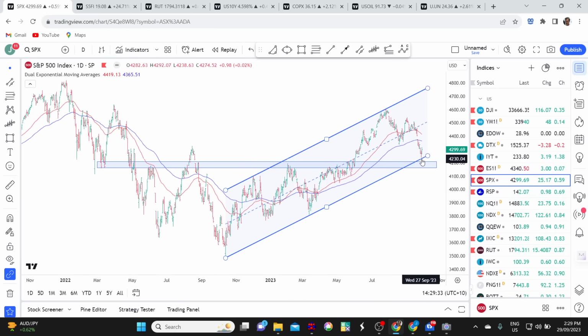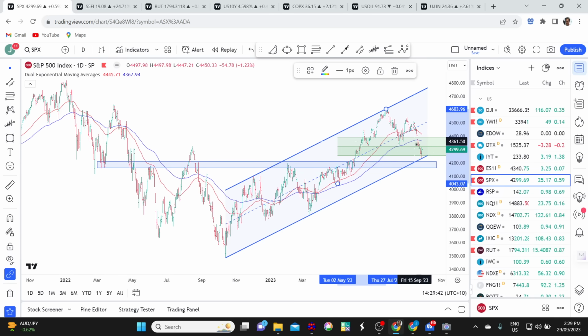but quite a bit going on around this 4,200 level. Another thing I've been doing is I've been using Fibonacci retracements. I've been using the May low, using the recent high, and you can see the shaded area.